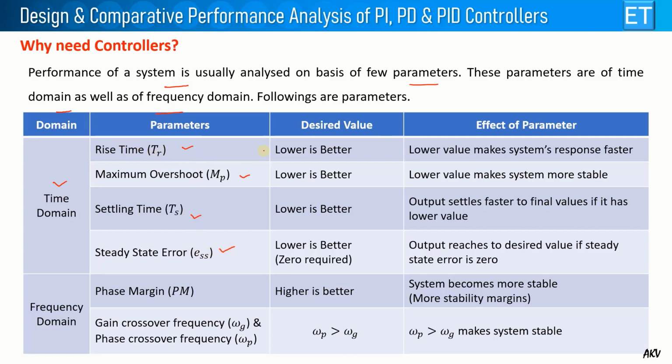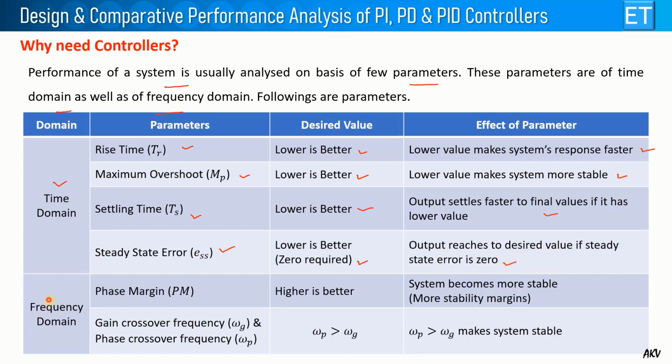If you see the rise time, the lower is better, and a lower value of the rise time makes the system response faster. Similarly, a lower value of maximum overshoot is required, and it makes the system more stable. The settling time is also required to be low, and its lower value makes the system settle faster to its final value. And for steady state error, of course 0 is required, and the output reaches the desired value if the steady state error is 0.